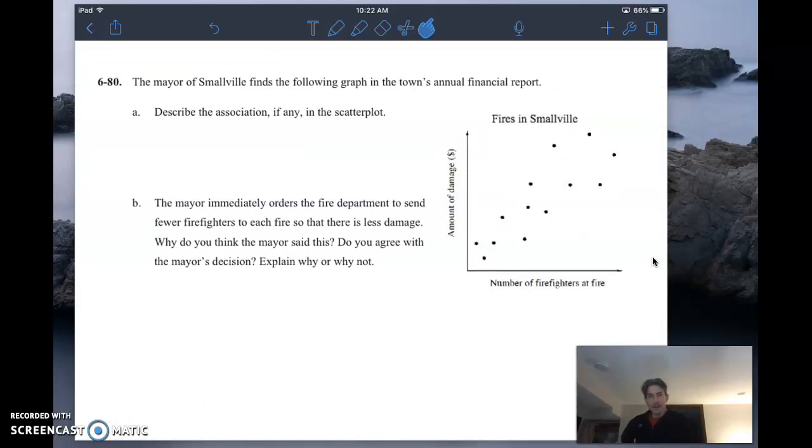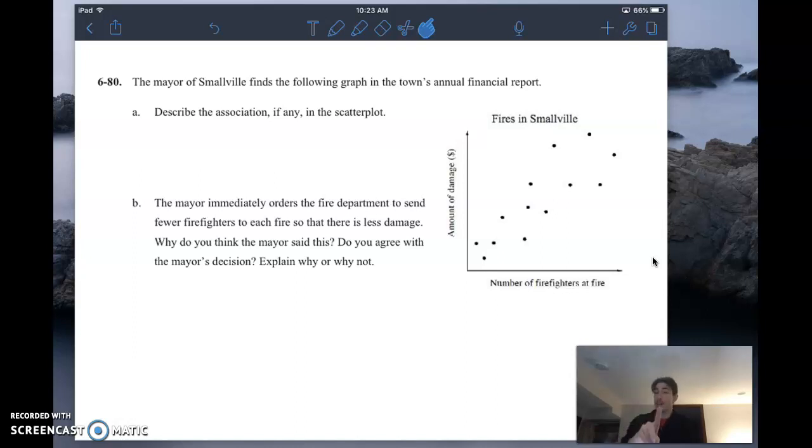The mayor of Smallville finds the following graph in the town's annual financial report. It says, describe the association, if any, in the scatter plot. Well, remember, there's always 4 things we're looking to talk about when it comes to a description of the relationship, right? Describe the association means describe the relationship.